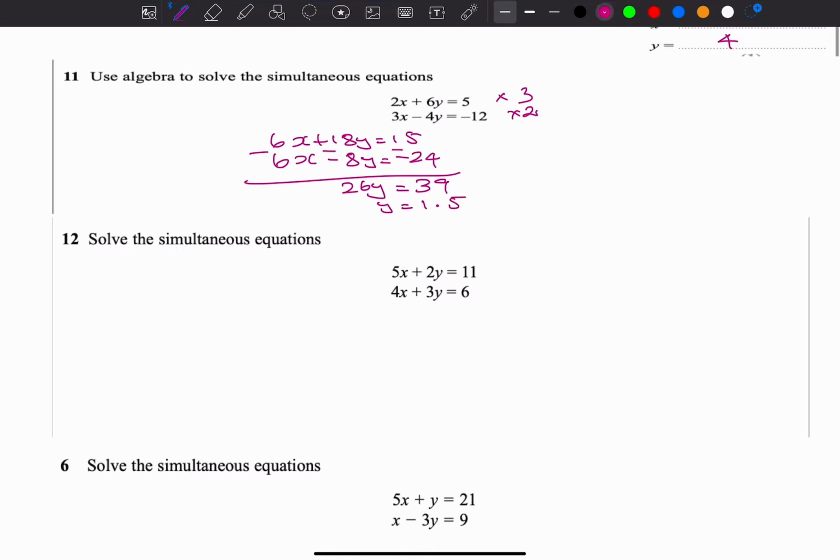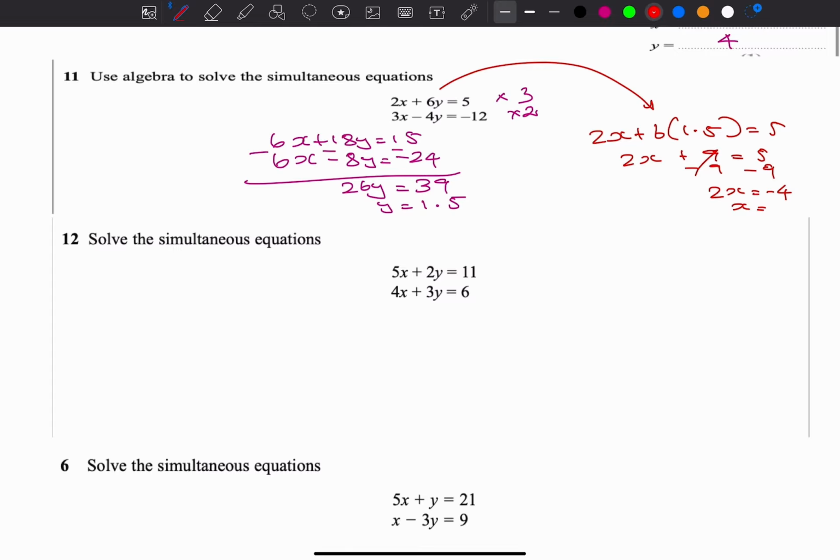Then we'll pick the first one and do it. 2x plus 6 bracket 1.5 equals 5. Well, 6 times 1.5 is 9, so 2x plus 9 equals 5. How to cancel? Minus 9, minus 9. 2x is minus 4, x is minus 2.